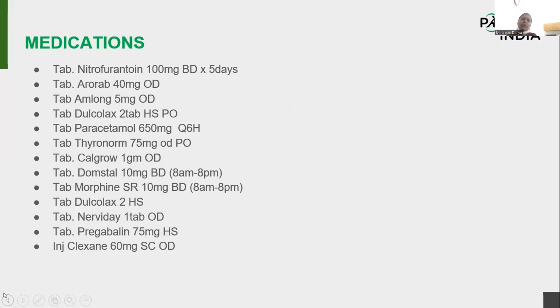So the medication, he was on the following medication. On discharge, we put him on nitrofurantoin 100 mg BD for 5 days, tab Aroref 40 mg OD, tab Amlong 5 mg OD, tab Dulcolex 2 tab HS per oral, tab paracetamol 650 mg 6 hourly, and tab Thyronome 75 mg.